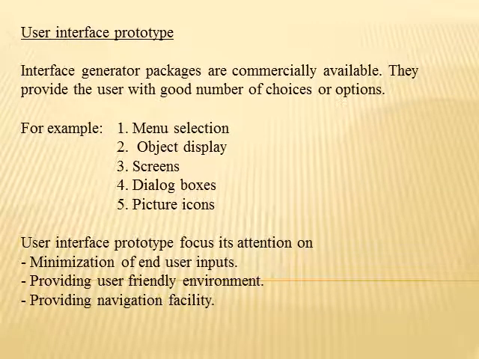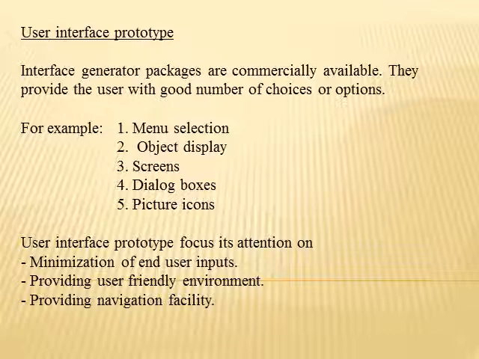User interface prototype, how it has to be: for example menu selections, screens, dialog boxes, picture icons, text boxes, labels, and more. We have to use options like choices: if only one choice is to be selected, we give a radio button. If they can select more, we give a checkbox, frames, and more like videos, pictures, images. It also gives good displays and is attractive. In that manner we have to create the user interface prototype.